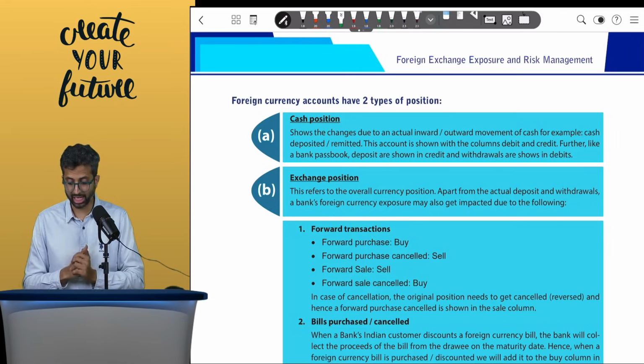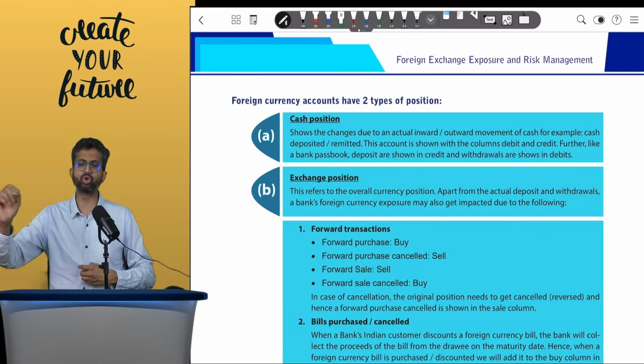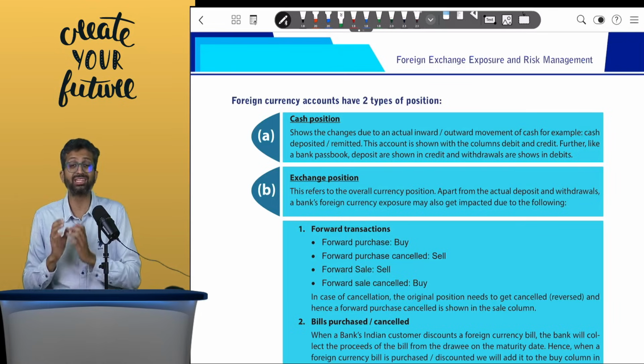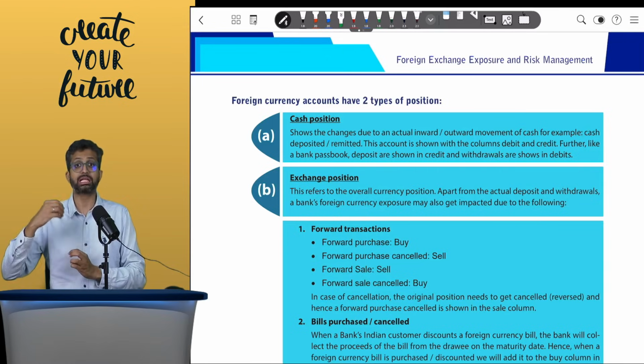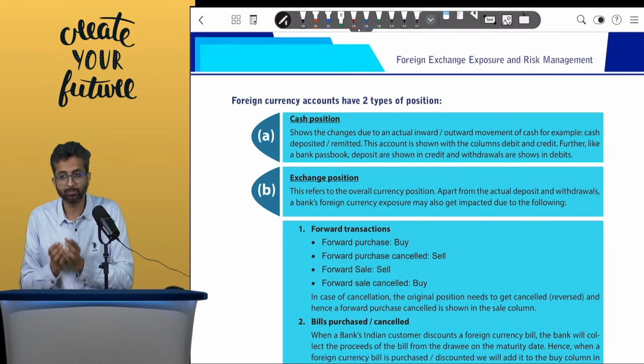In the cash position there is a debit and there is a credit, and in case of an exchange position there is a buy or a sell. So when you are looking at a cash position, a debit would be like a payment, like in a passbook, and credit would be like a receipt. So here only the actual cash transactions, spot remittances, spot payments, spot receipts, forward contracts actually settled, and cash payments will come.